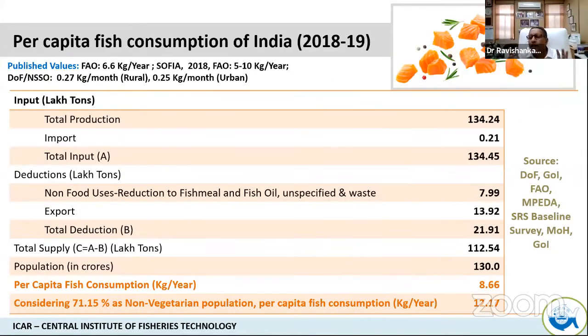And there's a lot of debate on the consumption pattern. FAO says 6.6 kg. Sofia says again 5 to 10 kg. You see the world average. But India is very, very far below the consumption pattern. We tried to simply take it, and it's around 6 kg if you take the national population as such. But if you take the non-vegetarian population, assuming around 70% eat fish, it is around 12 kilos. Still, it needs a lot of improvement.